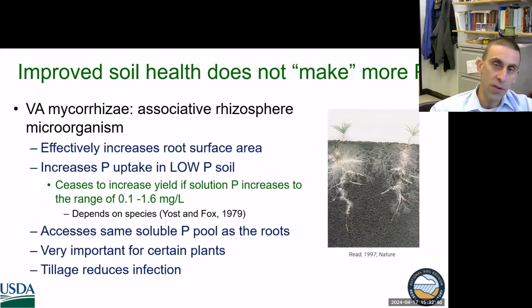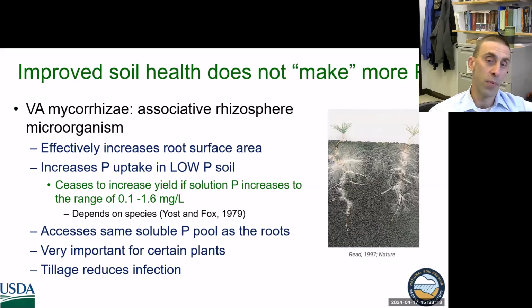Once your soil P levels increase to the point where your concentrations in solution get to be anywhere from 0.1 to 1.6 milligrams per liter, you tend to not see a benefit in yield anymore. But in low P soils, mycorrhizae will make or break you. Again, it's important to keep in mind, there's nothing magical about them. The mycorrhizae are accessing the same soluble phosphorus pools as plant roots do. They just effectively increase the surface area of the roots because they're connected to them.